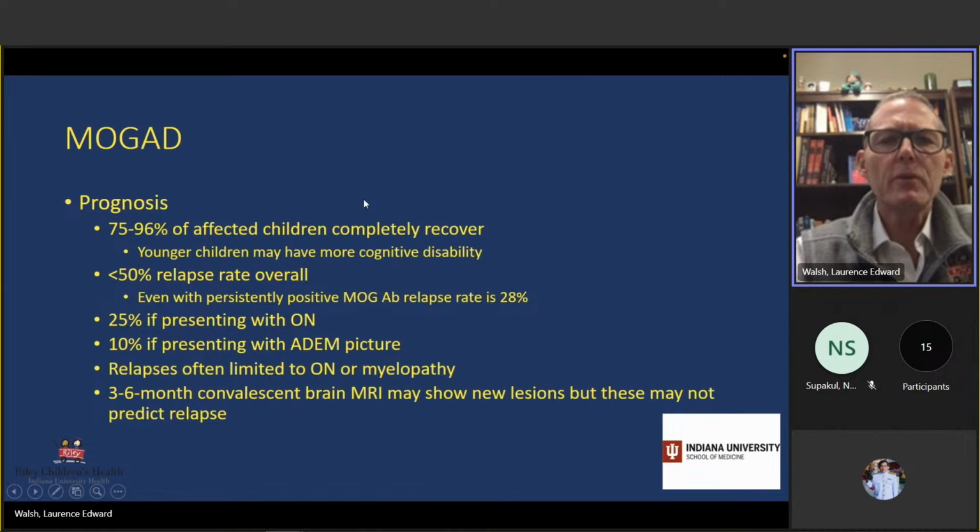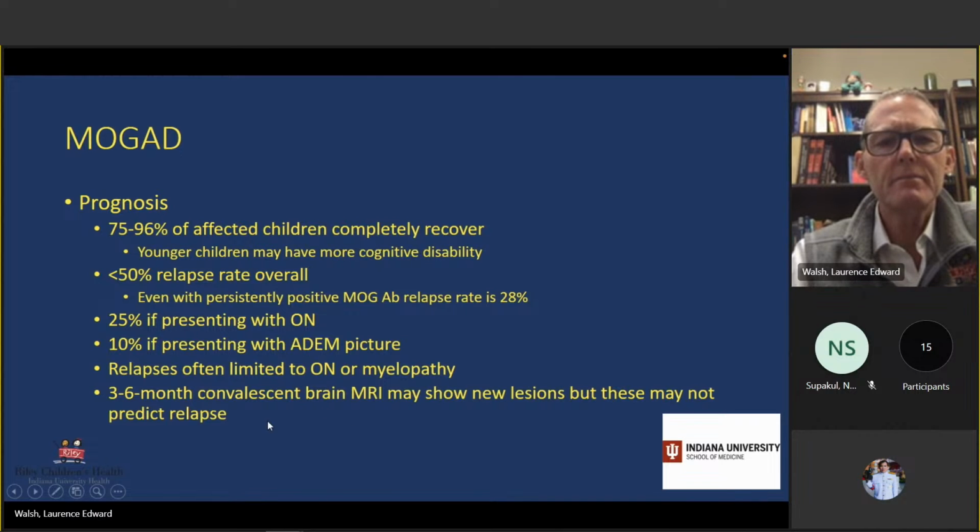Most children do very well, although very young children could have cognitive disability that hangs on. There's a lower relapse rate than certainly with NMOSD. Even with MOG antibodies persistently present, it's still not that high. About 25% recurrence if presenting with this, and about 10% recurrence with the ADEM picture, which kind of fits with ADEM.